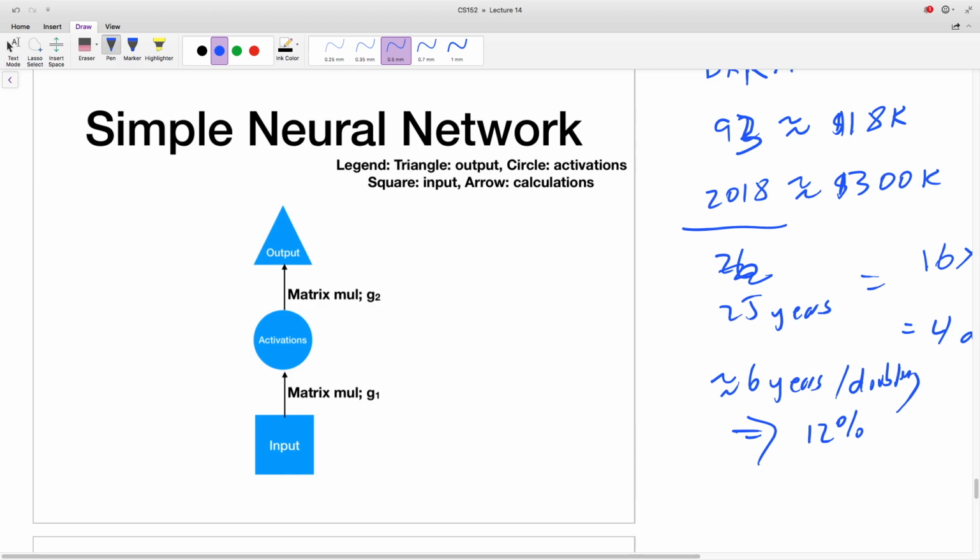Okay, so we've got a simple neural network. Here's what we're going to look at. We've got square, which is our input, triangle is our output, and circle is an activation. It's some internal layer. And we have an operation on our arrows here. So we have an operation that does a matrix multiply followed by some G, which could be a sigmoid or a ReLU or some nonlinearity. And then our activation, and then again an operation with a matrix multiply with a weight matrix, and then some activation function.